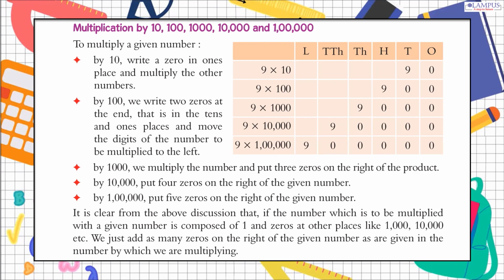By 1000, we multiply the number and put 3 zeros on the right of the product. By 10,000, put 4 zeros on the right of the given number. By 1 lakh, put 5 zeros on the right of the given number. It is clear from the above discussion that, if the number which is to be multiplied with a given number is composed of 1 and zeros at other places like 1000, 10,000 etc., we just add as many zeros on the right of the given number as are given in the number by which we are multiplying.